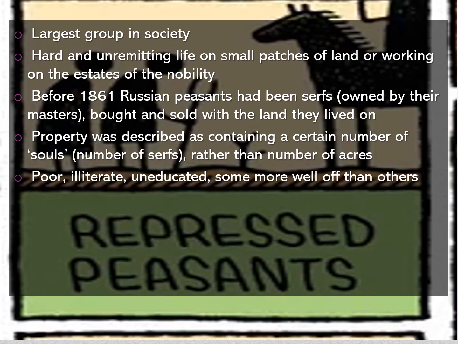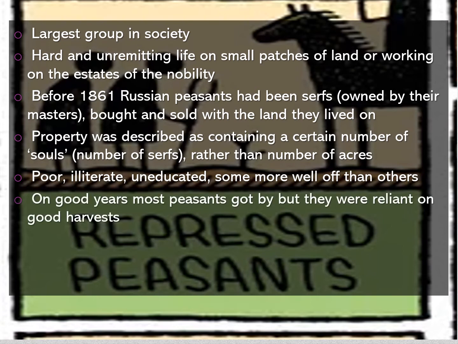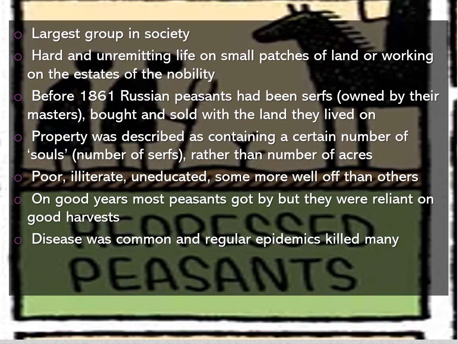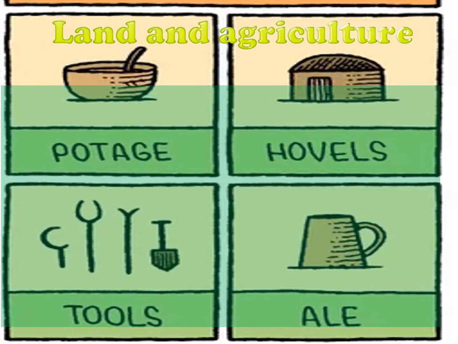They were poor, they were illiterate, they were uneducated. Some of them were obviously more well off than others. On good years, they got by, but they were very reliant on good harvests. Disease is very common, it is very regular, epidemics happen and kill quite a lot of the time. It's not particularly strange to have an entire group of serfs or peasants taken out by disease like cholera. A lot of them are living in debt for rent, they are living in squalor, the situation is not great. And it's just not a great place to be.